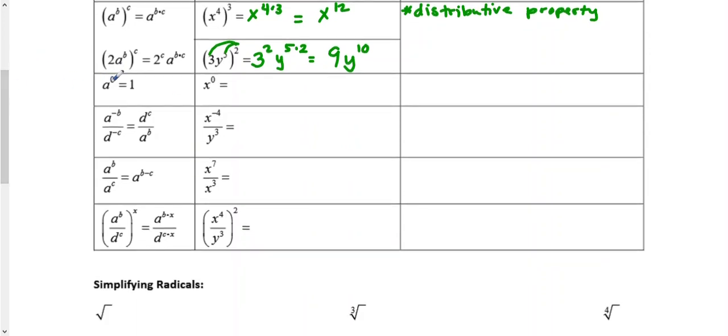The 0 property should be everyone's favorite because anything raised to the 0 power is 1. So x to the 0 just equals 1. Big thing here is that negative exponents are not allowed. So I might want to write that. Negative exponents not allowed.